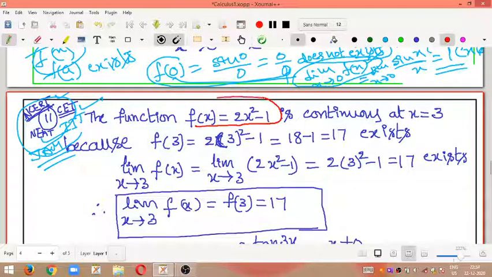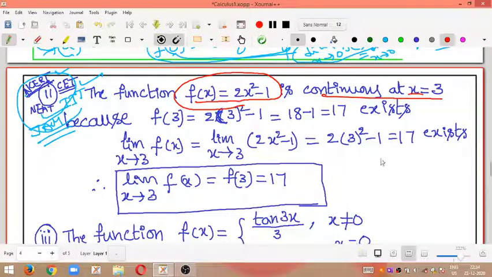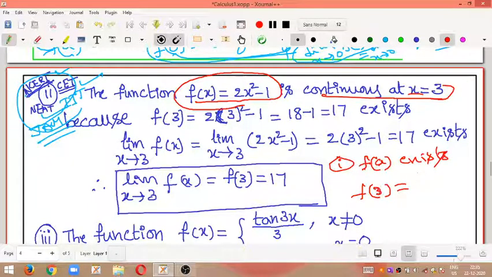The function f of x is equal to 2x square minus 1 is continuous at x is equal to 3. We want to check why it is continuous at x is equal to 3. When you say the function is continuous, it means all three conditions are satisfied. First one, f of a exists. Here a is 3, so f of 3: the function is f of x is equal to 2x square minus 1. If x is equal to 3, that means 2 into 3 square minus 1. 3 square is 9, 9 twos are 18, minus 1, 17. That means it exists. The first condition is satisfied.